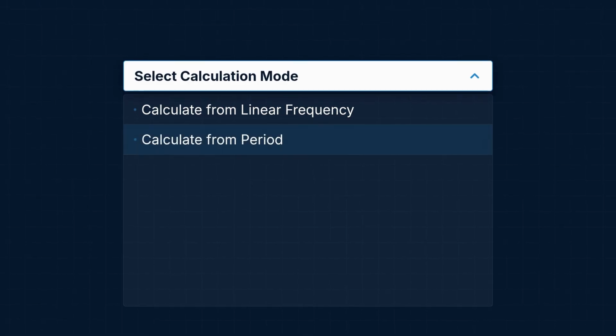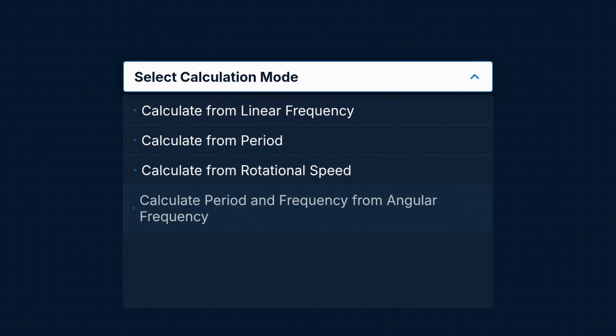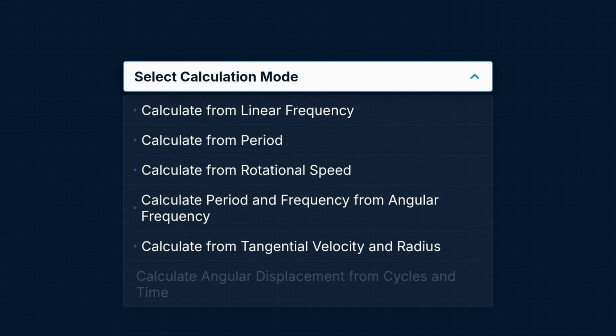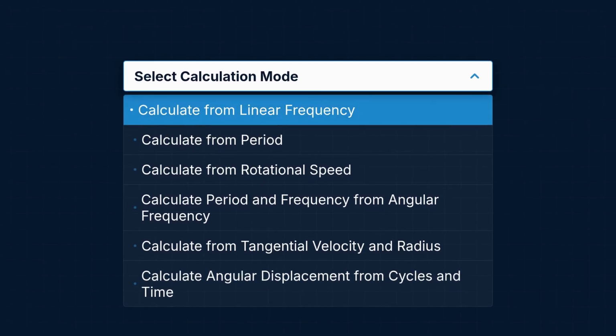Calculate from linear frequency, calculate from period, calculate from rotational speed, calculate period and frequency from angular frequency, calculate from tangential velocity and radius, and calculate angular displacement from cycles and time. For this demonstration, I'll use Calculate from linear frequency.